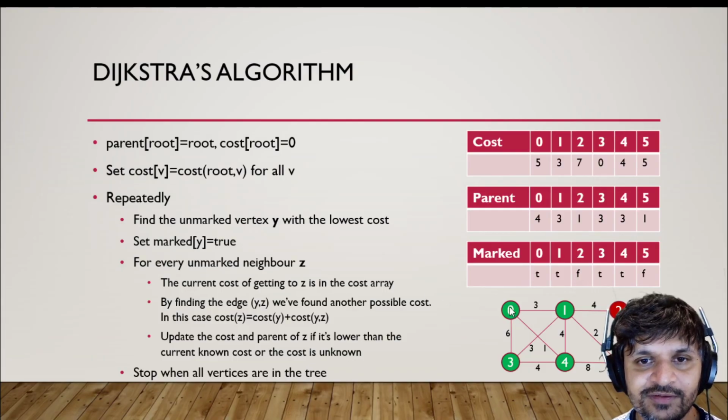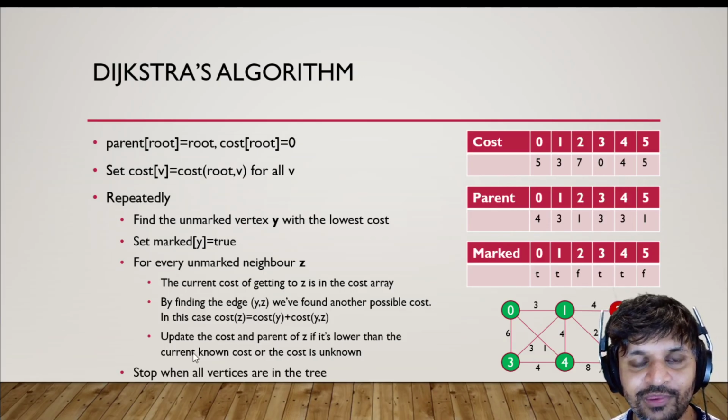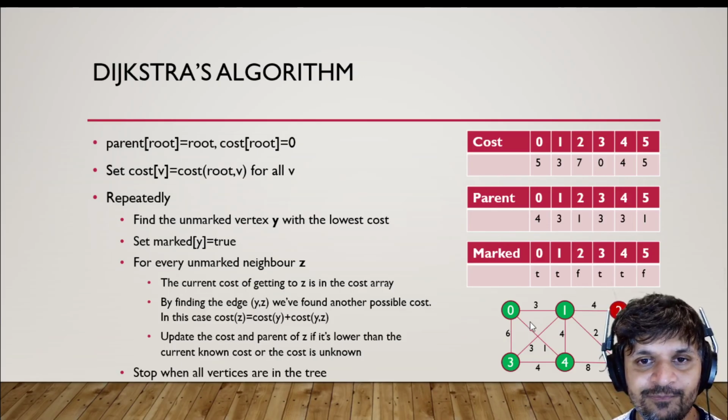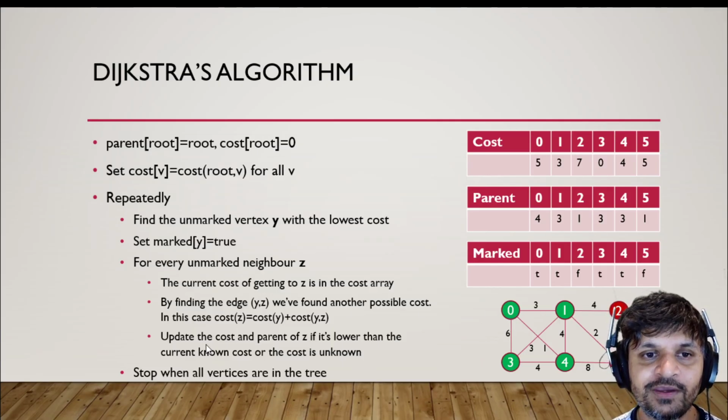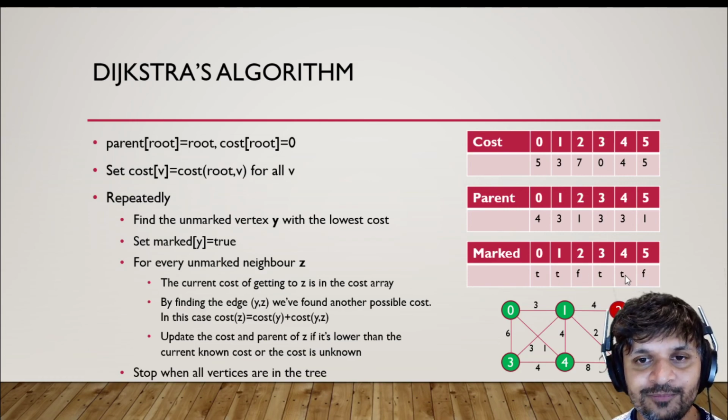But if I look at this, it doesn't have any unmarked neighbors. All of its neighbors are marked. So that for loop is not going to do anything. So I'm done looping for vertex 0. Then it says stop when all vertices are in the tree, but there's still some falses in here, so I can't stop.